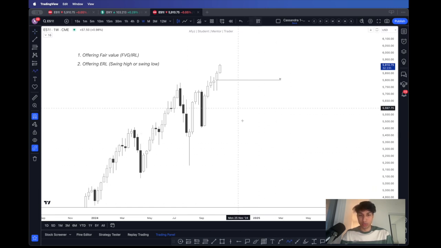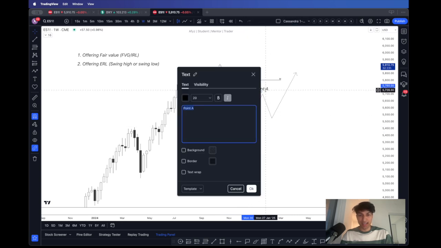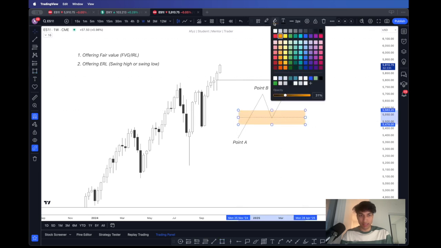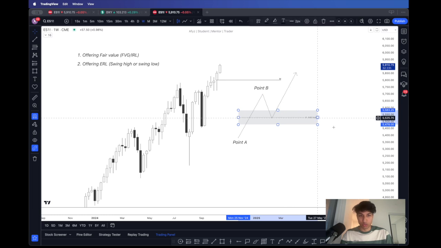Say we have two points, A and B. If there exists a fair value gap between point A, which is going to be defined as the origin of that displacement, and point B, which is going to be defined as the swing high or low that is put in from that original displacement, we can say that if there is a fair value gap that is contained within point A and point B, a fair value gap being an internal range of liquidity, price is either going to do one of the following things.